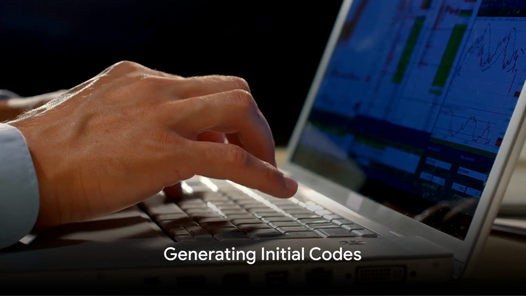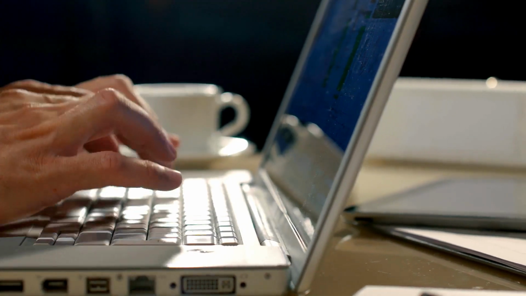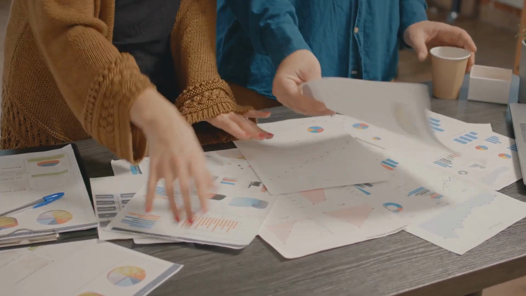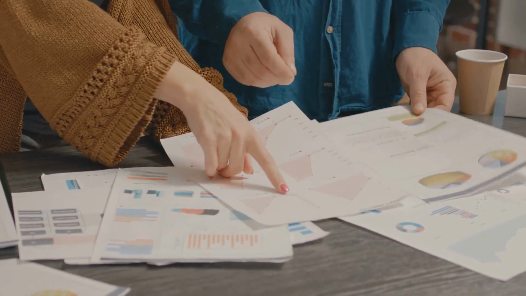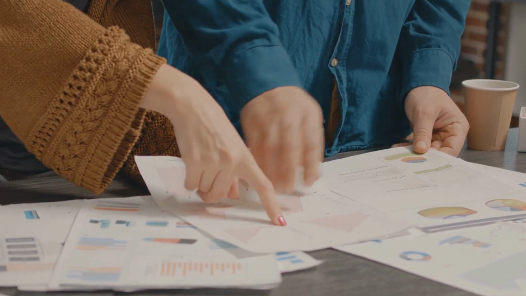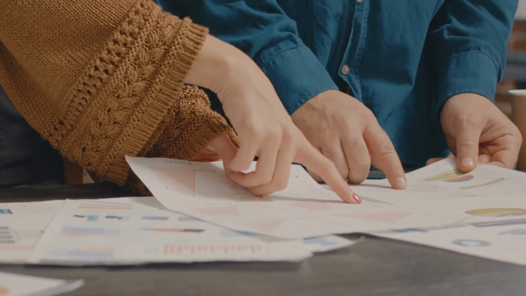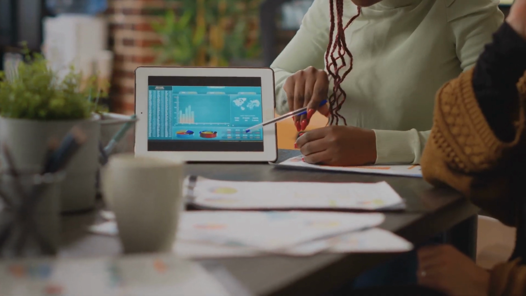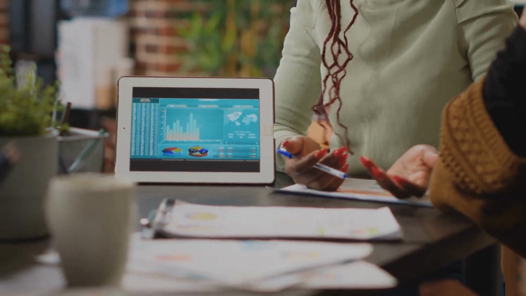Once your data is organized, the next step is to generate initial codes. Let's dive into what coding actually means in the context of thematic analysis. In essence, coding is the process of marking sections of your data that seem interesting or significant. Think of it like highlighting key points in a textbook or putting sticky notes on important pages. But instead of a textbook, you're working with your collected data. And instead of physical sticky notes, you're creating digital or mental markers known as codes.